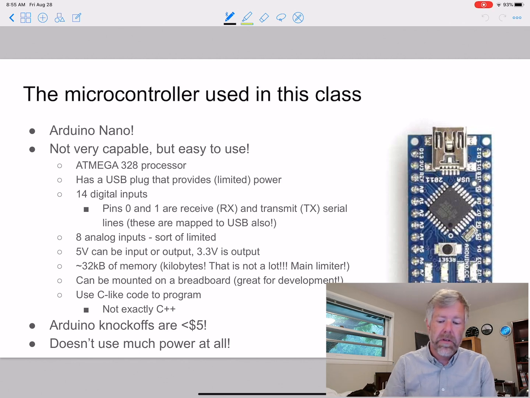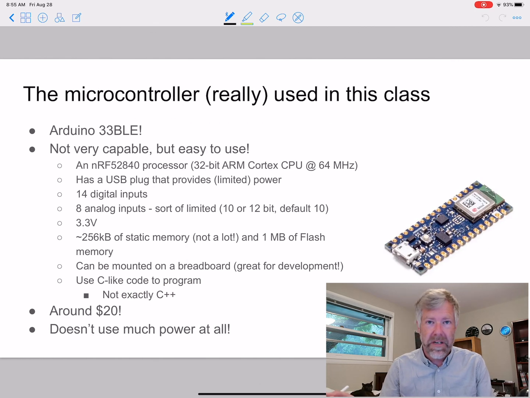So the microcontroller in this class, typically we would talk about the Arduino Nano, but we're actually going to use a different processor for this particular class. We're going to use the Arduino 33 BLE. It's not super capable, but it's really easy to use. So it is going to be a processor that is 64 megahertz. That is significantly slower than your phone or whatever, but you're not going to need a lot of processing power for this class, so that doesn't really matter.